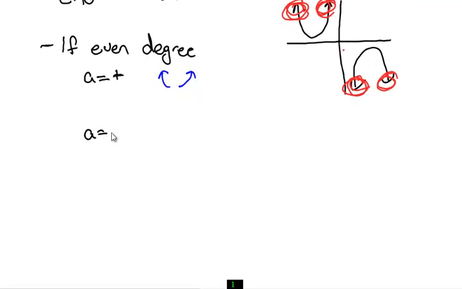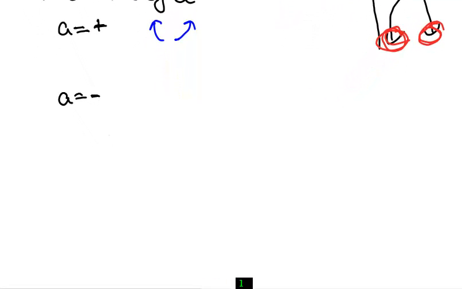If a is negative, what do you think is going to happen? It's going to be pointed down and down. So if the degree is even, our end behaviors are going to be going in the same direction. If a, or our leading coefficient, is positive, they're both going up. If it's negative, they're both going down. Again, that's if our largest exponent is even: 2, 4, 6, 8. Okay?